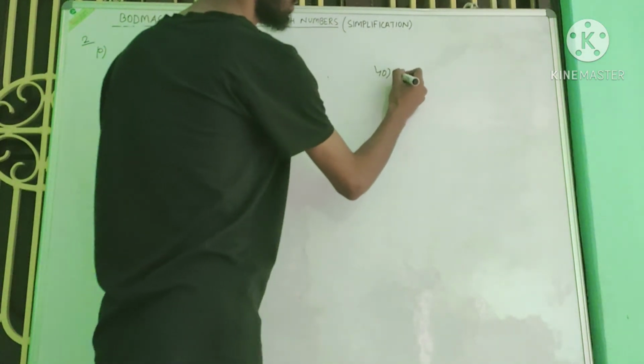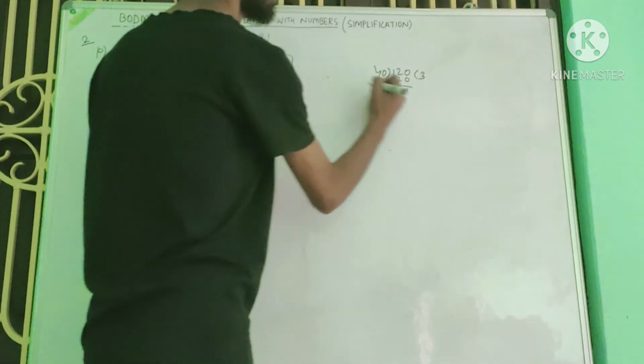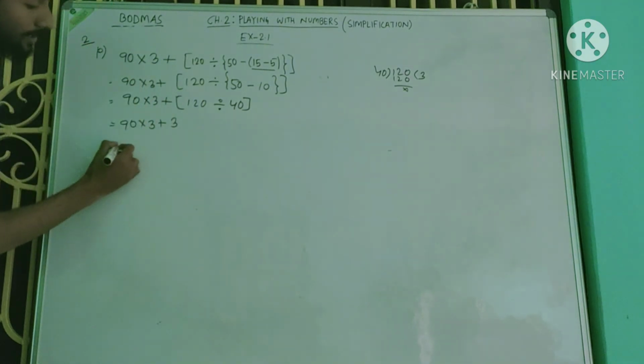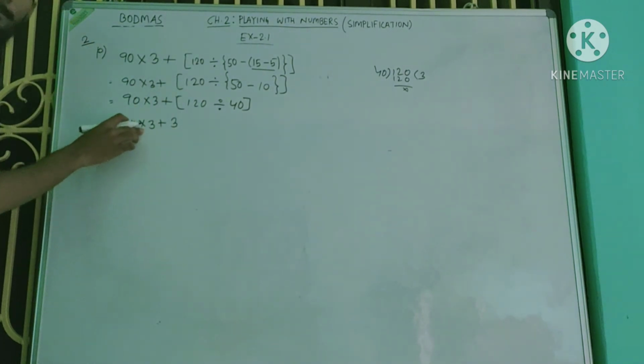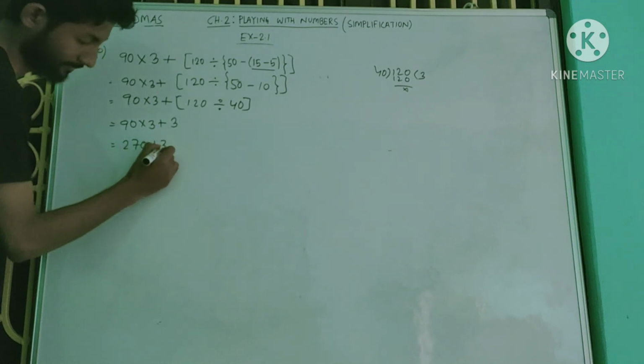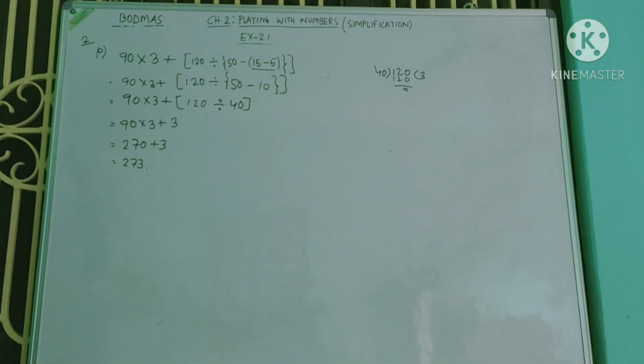If we do 120 divided by 40, it's 3 times, so here the answer will be 3. Now 90 into 3, because multiply and plus are here, so multiply will be first. So 90 into 3 is 270, plus 3, which means 273.